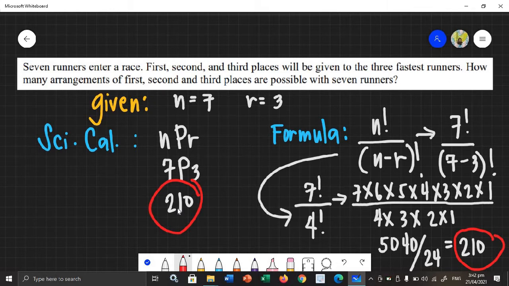So ibig sabihin lang sa problem na to, among 7 runners, if we will be arranging the first, second, and third places, we will get 210 arrangements. Okay? From those 7 runners. Makakabuo tayo ng 210 arrangements given na ang i-arrange natin is yung first 3 fastest runners.